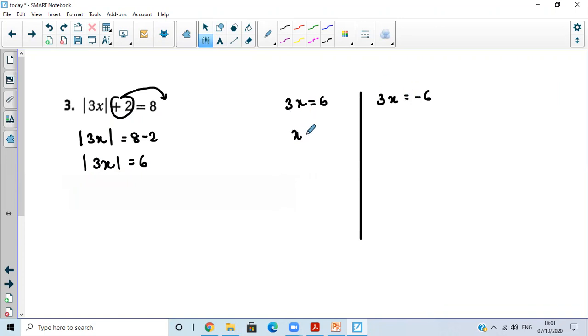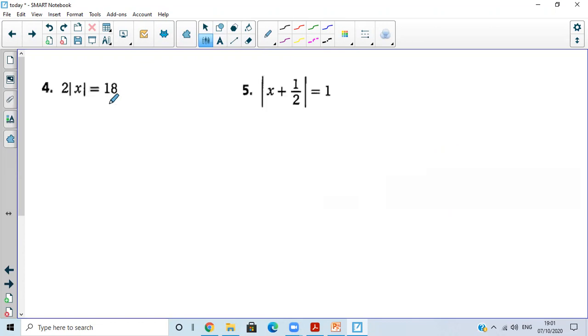So how do you solve for x? X is equal to 6 divided by 3. So one part is going to be x is equal to 2, and the other one we have x is equal to negative 6 divided by 3. So x is going to be equal to negative 2. So x can be 2 or x can be negative 2. Let's try some more questions.